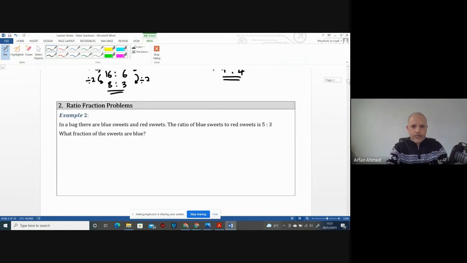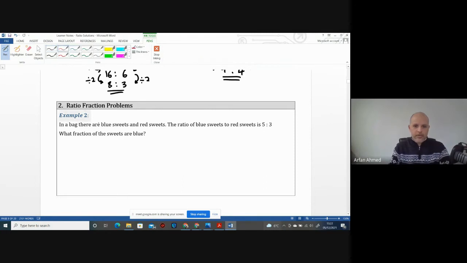Ratio fraction problems. Okay, so sometimes you will get questions with ratios and fractions in there as well. So let's have a quick example too. In a bag, there are blue sweets and red sweets. The ratio of blue sweets to red sweets is 5 to 3. What fraction of the sweets are blue?